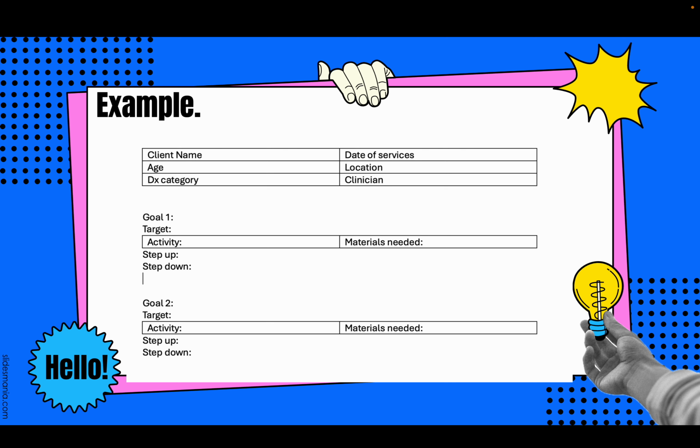So maybe we give them a static visual and a gestural prompt, or we give them a static visual and minimal verbal prompting, but it's extra support than what we had planned to give them. And the reason why I really encourage you to write this down is so that you don't have to think about this on the fly right in the middle of a session.